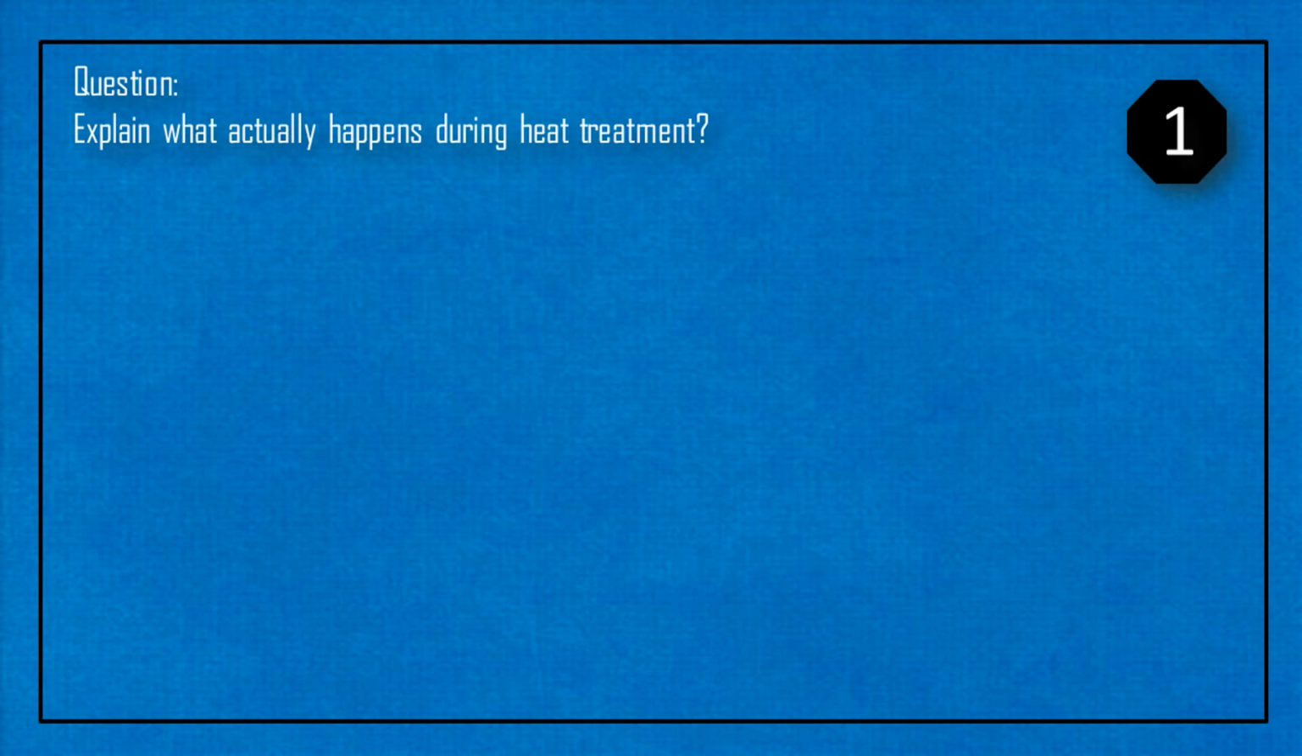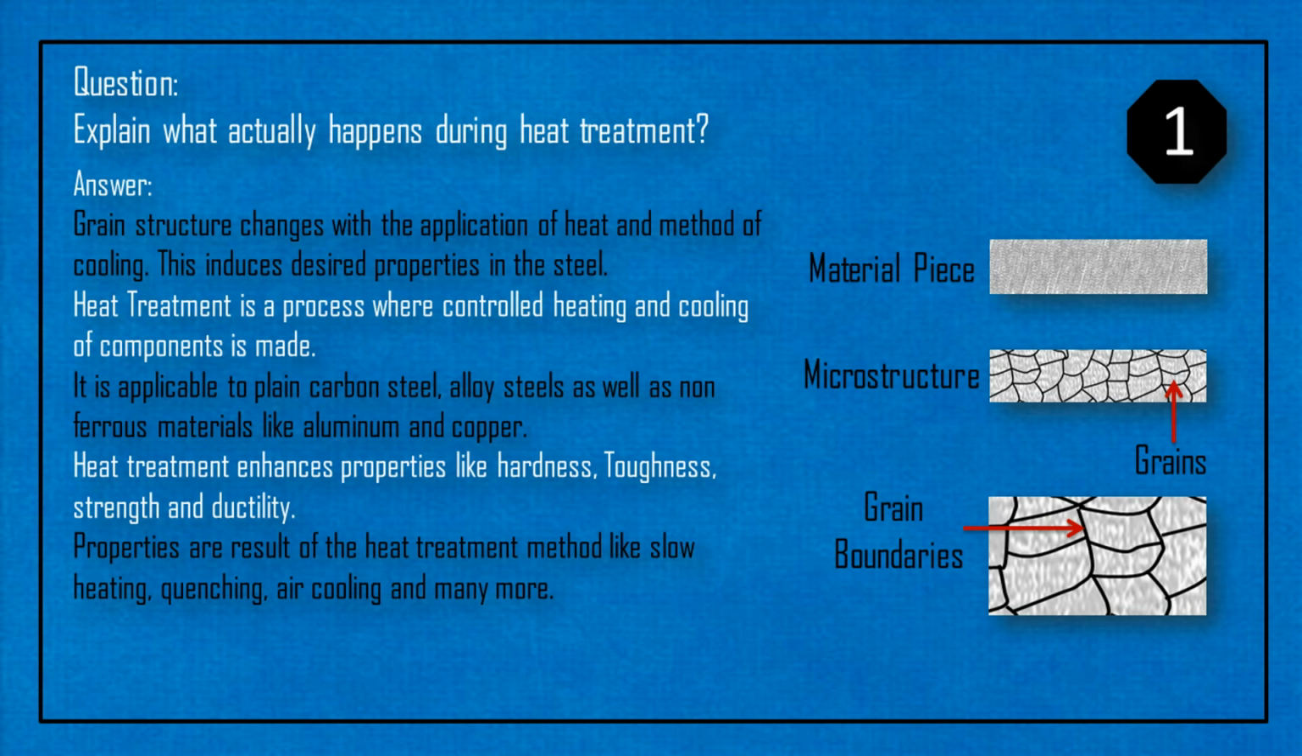Explain what actually happens during heat treatment. Grain structure changes with the application of heat and method of cooling. This induces desired properties in the steel. Heat treatment is a process where controlled heating and cooling of components is made. It is applicable to plain carbon steel, alloy steels as well as non-ferrous materials like aluminum and copper. Treatment enhances properties like hardness, toughness, strength and ductility. Properties are a result of the heat treatment method like slow heating, quenching, air cooling and many more.